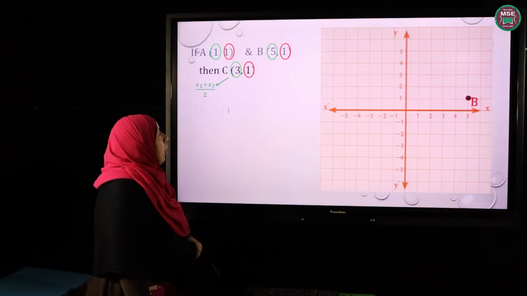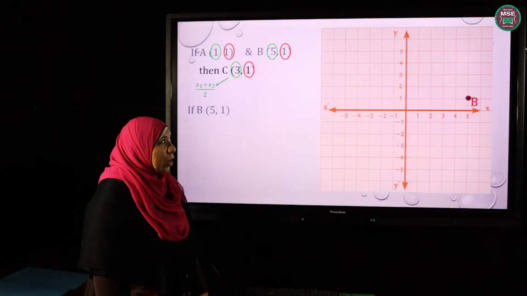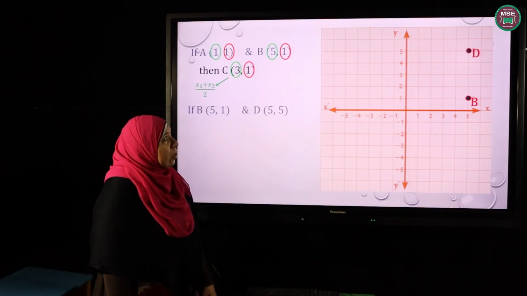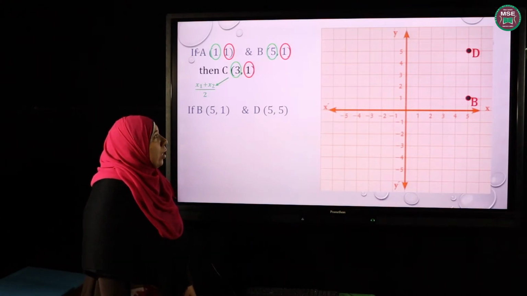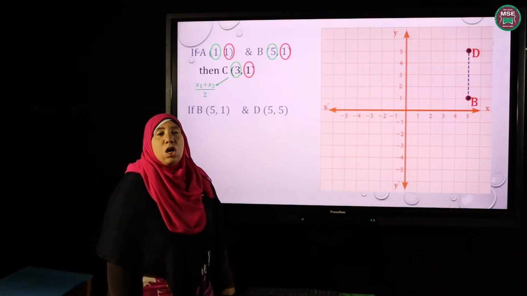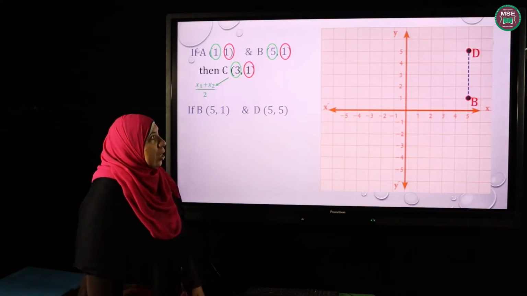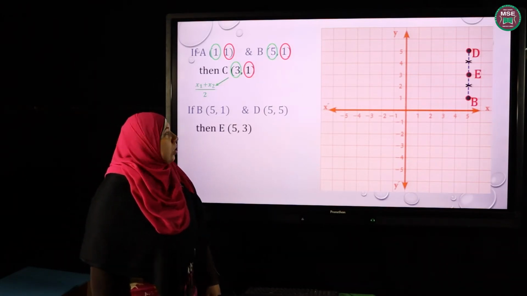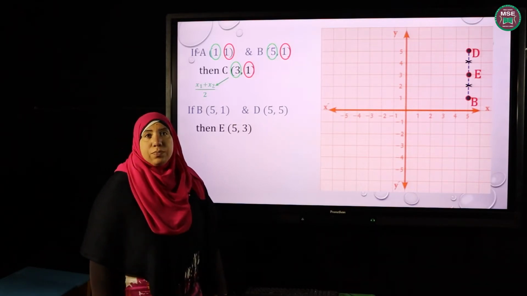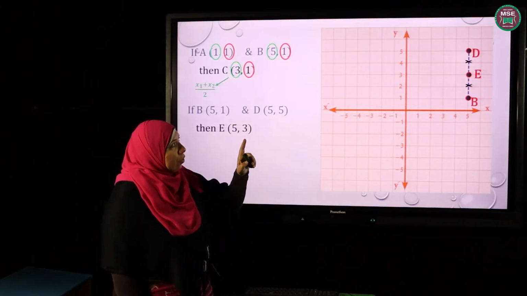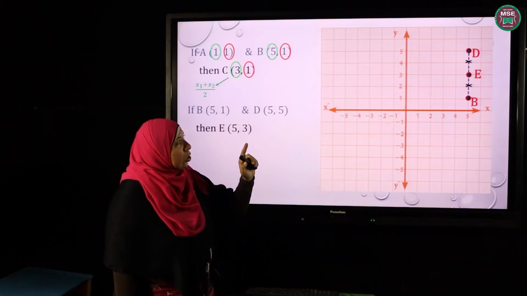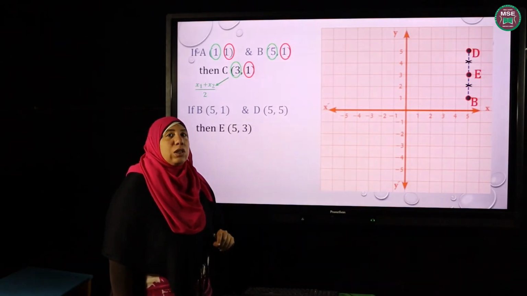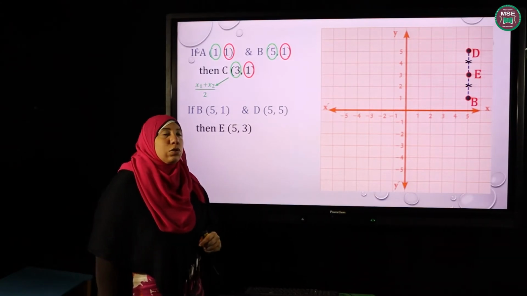What about if I have point B (5, 1) and point D (5, 5), and I want the midpoint of BD? The midpoint here is E, which is (5, 3). You can find it by sight. You can look at the figure to determine the midpoint of the line, vertical or horizontal.